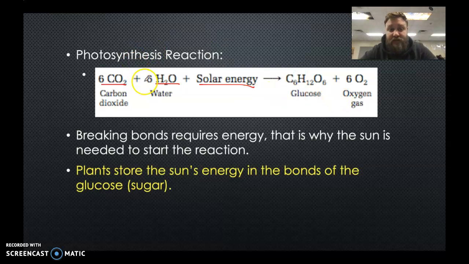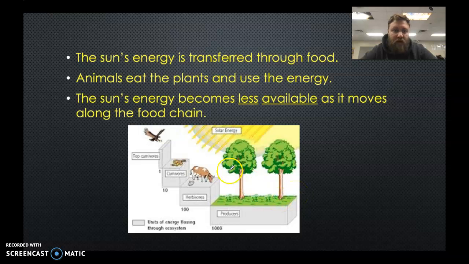And then remember, the reverse of this is also our cellular respiration. We have our carbon dioxide that the plant takes in along with water and energy, and it stores that energy within the bonds of our glucose molecule, and in that process it also produces oxygen. Good for us. So our sun's energy gets transferred through the food. Plants absorb that energy, store it within those glucose molecules, and then something eats those glucose molecules. And then eventually all that energy goes down the line.